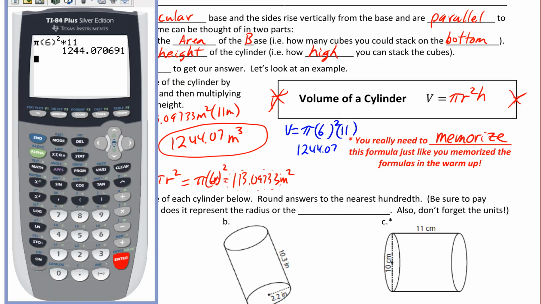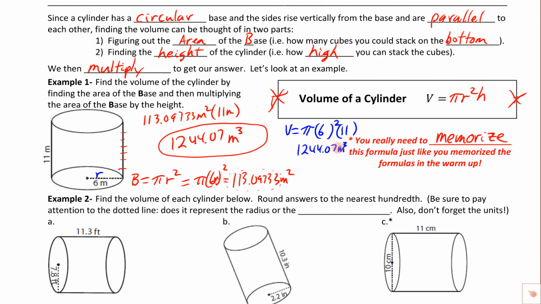1244.07. Now the thing the calculator doesn't do is it doesn't tell you what the units are. So remember, we're measuring a volume, so this has got to be in cubic units. So whatever the measurement was, make sure they're both the same. So we've got meters here, so we end up with meters cubed.